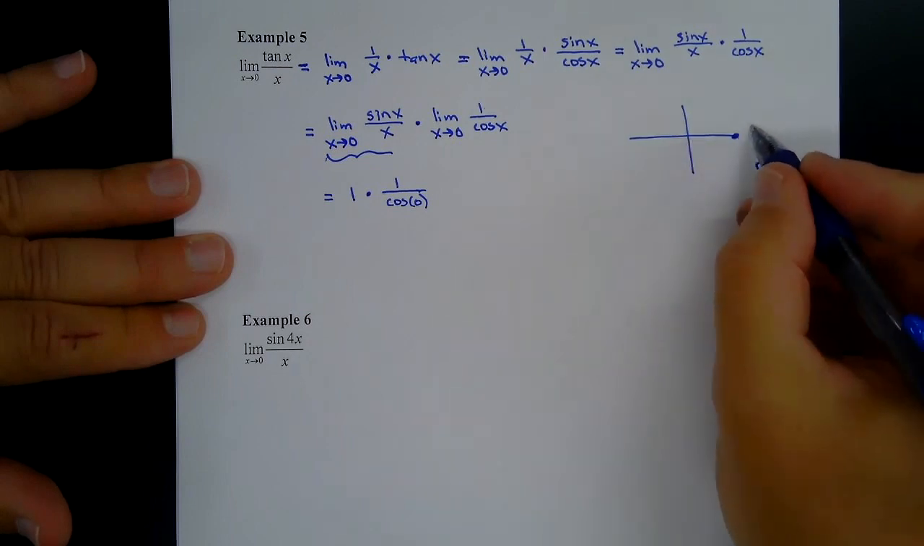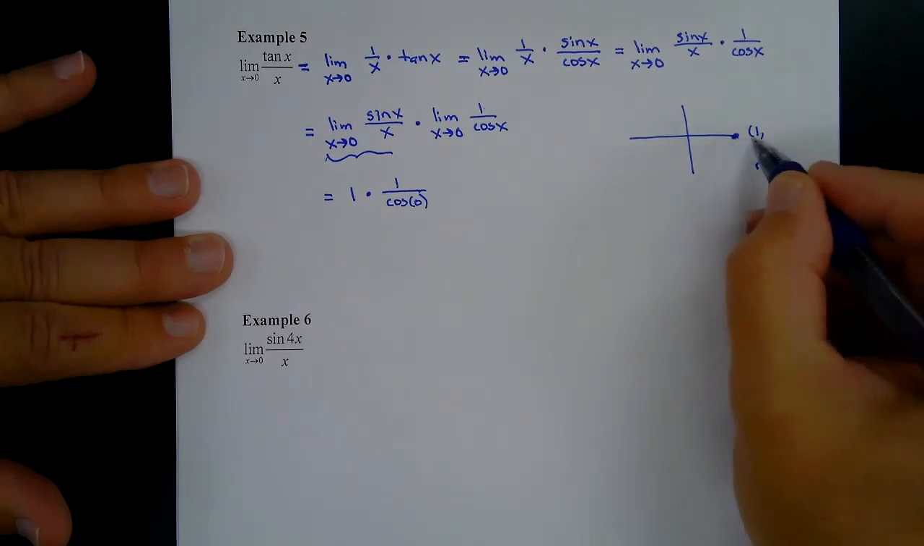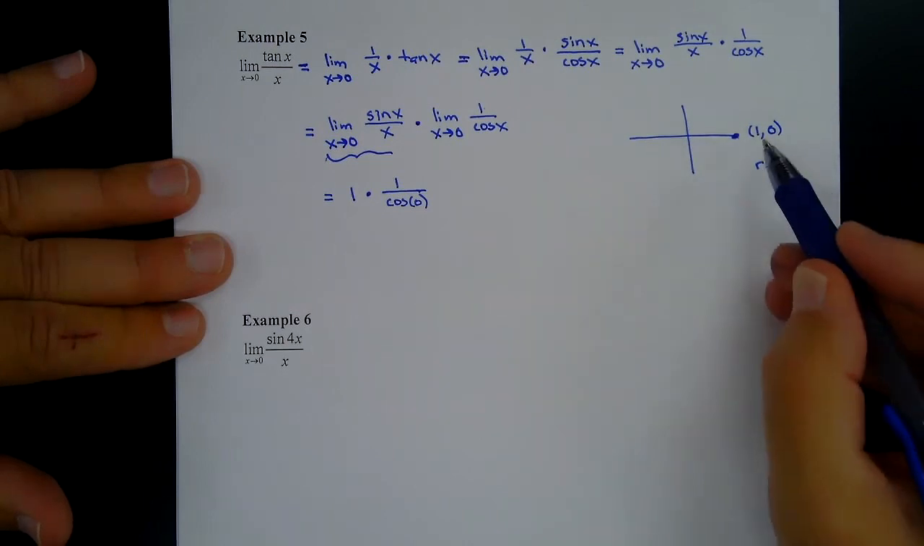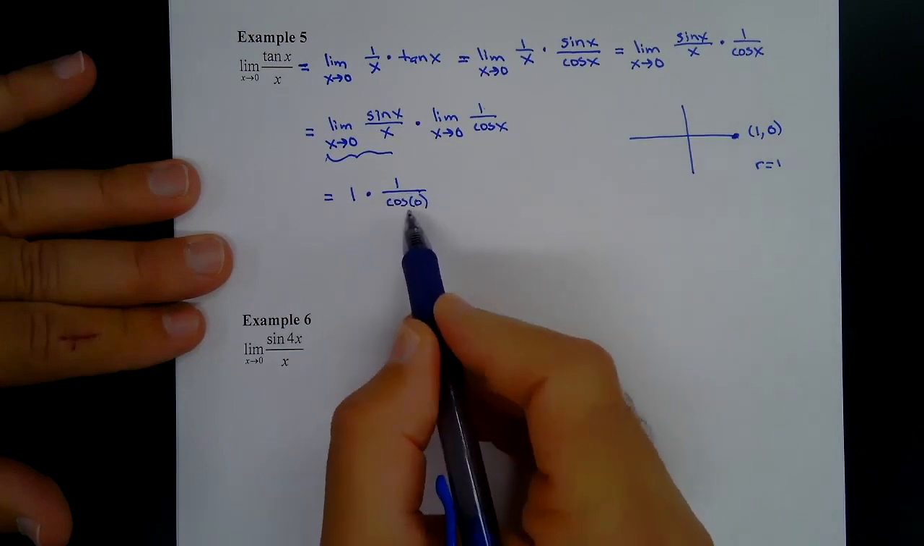And because we're going right, the x-coordinate has to be positive. And so the y-coordinate, I didn't go up and down at all. I just went to the right. So the y-coordinate's 0. And cosine is your x over your r, so this would be 1 over 1. So this ratio right here is 1 over 1, which is 1.